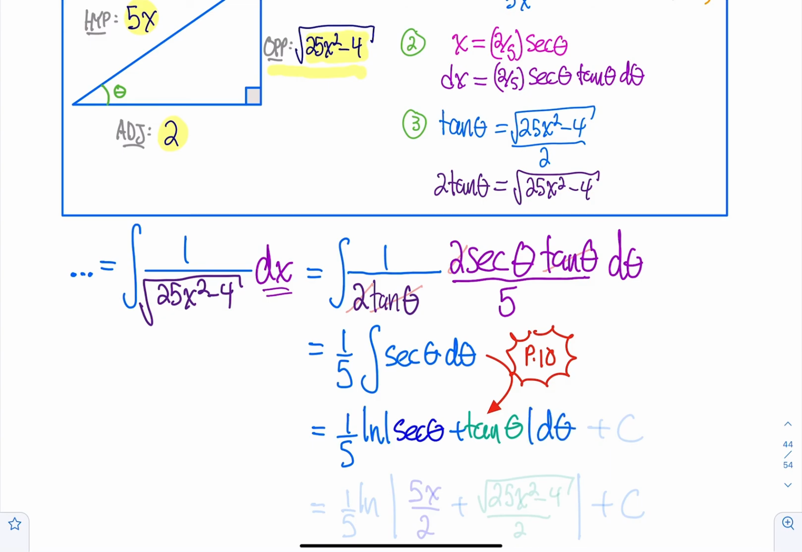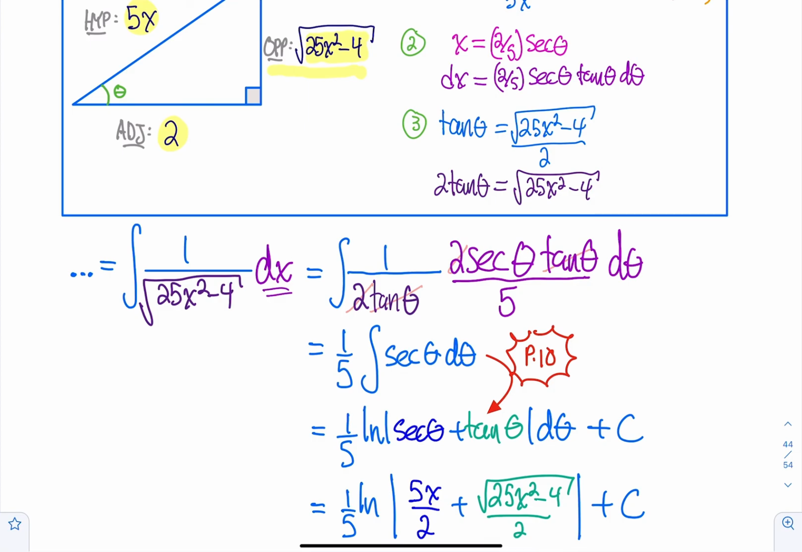And now I just need to use my right triangle, plus c. Don't forget the plus c. Shame on me, punishment for me later for sure. So here we go. Now using the right triangle, I like to think about secant theta as 1 over cos theta. I know cos is 2 over 5x, so if I want secant, I just need to flip this. So this becomes 1 over 5 ln of secant theta, which is hypotenuse over adjacent, so 5x over 2, plus tan theta, which is opposite over adjacent, the square root of 25x squared minus 4 divided by 2, plus c. And for that example, that's it.